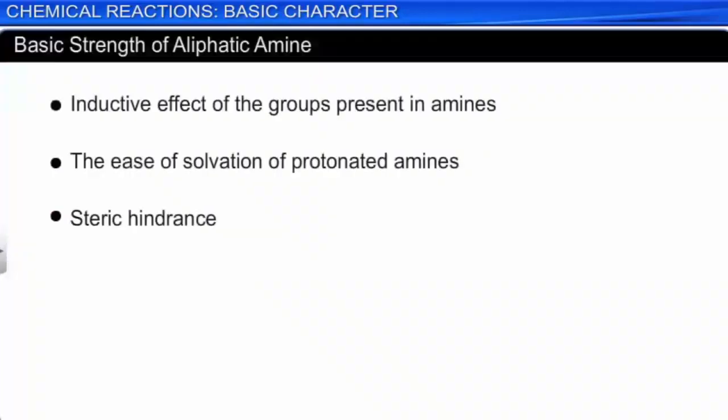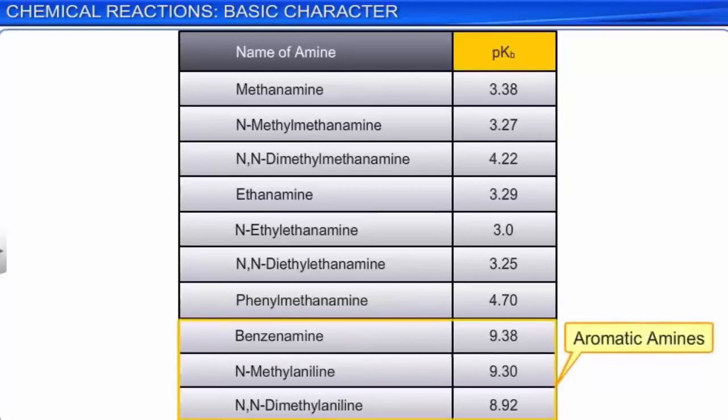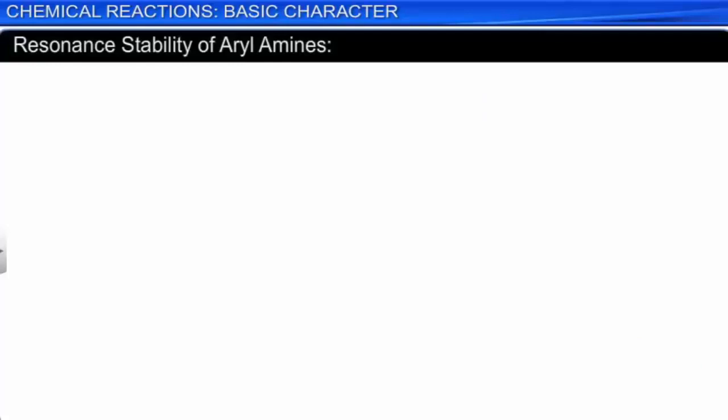Thus, the relative basic strength of primary, secondary, and tertiary aliphatic amines is due to the combination of inductive effect, solvation, and steric hindrance. Now let us consider the order of basic strengths of aromatic amines. By observation, the pKb values of aromatic amines are quite high. This can be explained on the basis of the resonance stability of aryl amines and aryl ammonium ions, by taking the example of aniline or aryl amine.